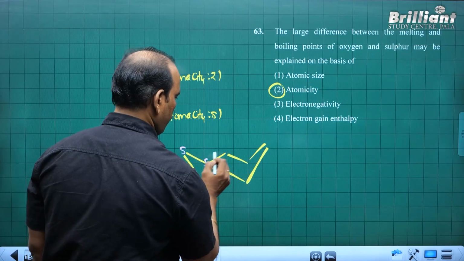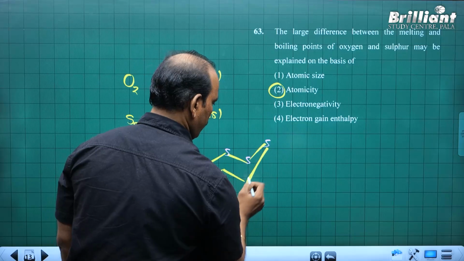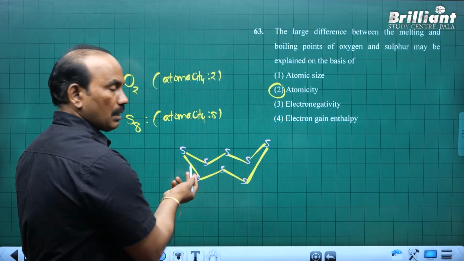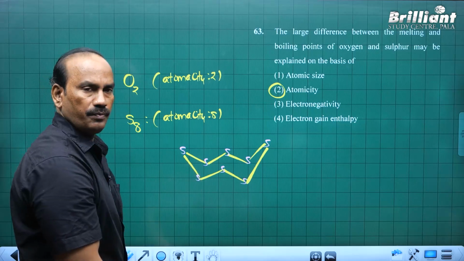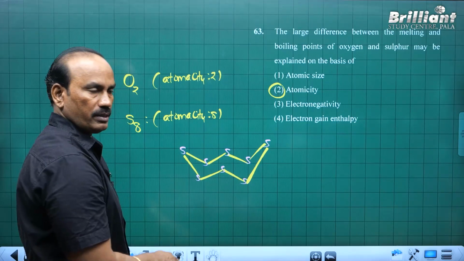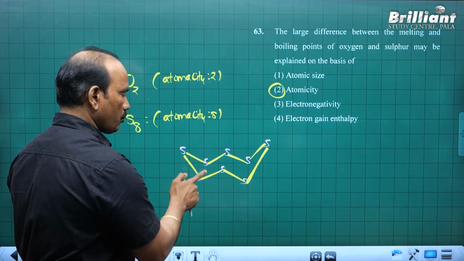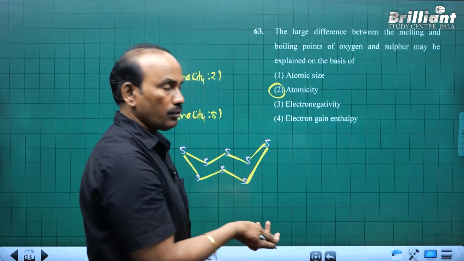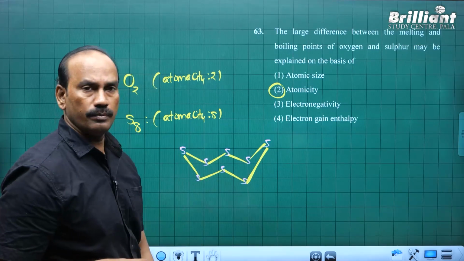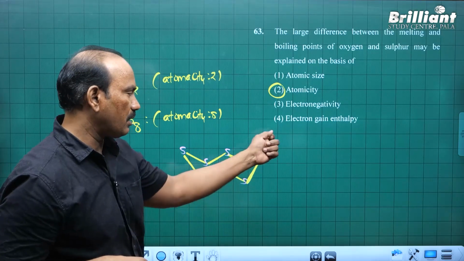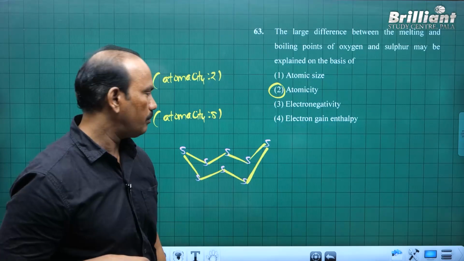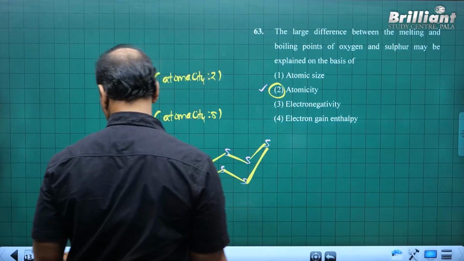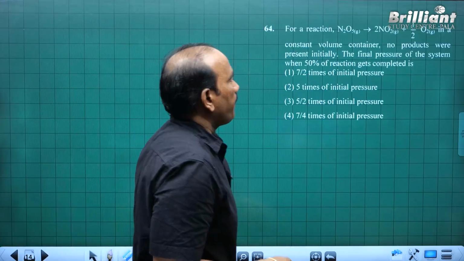Here in sulfur, each sulfur has covalence equal to 2. Each sulfur has 2 lone pairs. There are sigma bonds 1, 2, 3, 4, 5, 6, 7, 8. Clear? How many lone pairs are there? Each sulfur atom has 2. The option is this one.